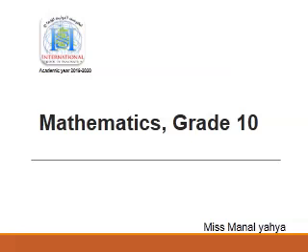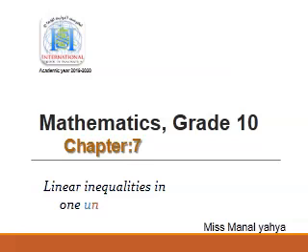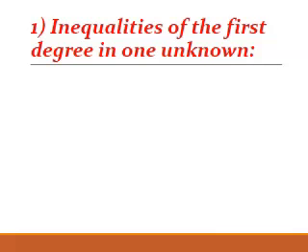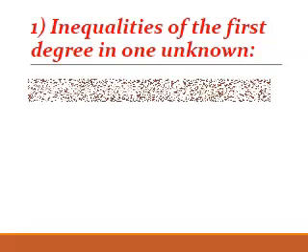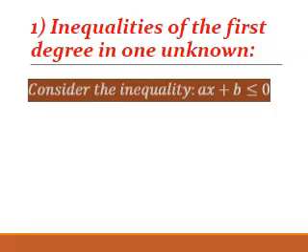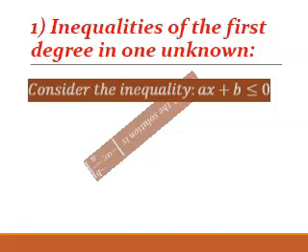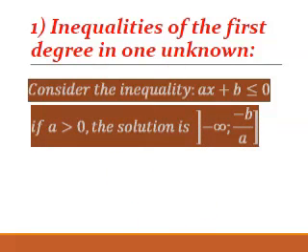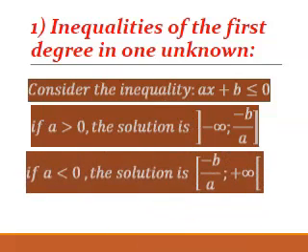In this video, we are going to talk about linear inequalities in one unknown. First of all, inequalities of the first degree in one unknown. Let us say that we have an inequality ax plus b is negative. Then, if a is positive, the solution is going to be from minus infinity to minus b over a. But if a is negative, the solution is going to be minus b over a till plus infinity.